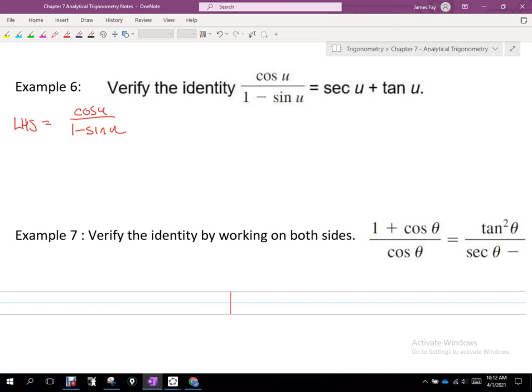If I multiply by sine, what I get is sine u minus sine squared u, and then after some work, I'm still going to. Okay, why would I choose 1 plus sine u? What is 1 minus sine u and 1 plus sine u in relation to one another? Not opposites.